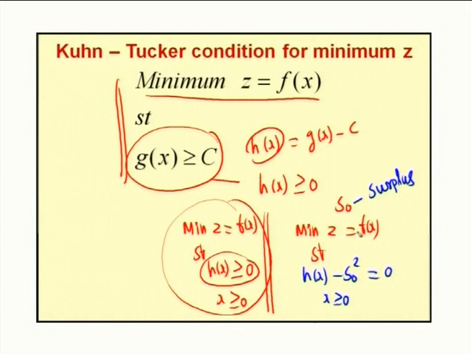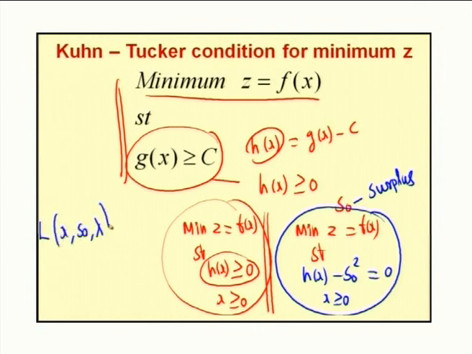Again, this is a problem involving n decision variables with equality constraints. Now, we can easily solve this problem by considering the Lagrangian function. The Lagrangian function for this problem is L of x comma s naught comma lambda is f of x minus lambda into h of x minus s naught squared. For this nonlinear programming problem, the corresponding Lagrangian function is this one.